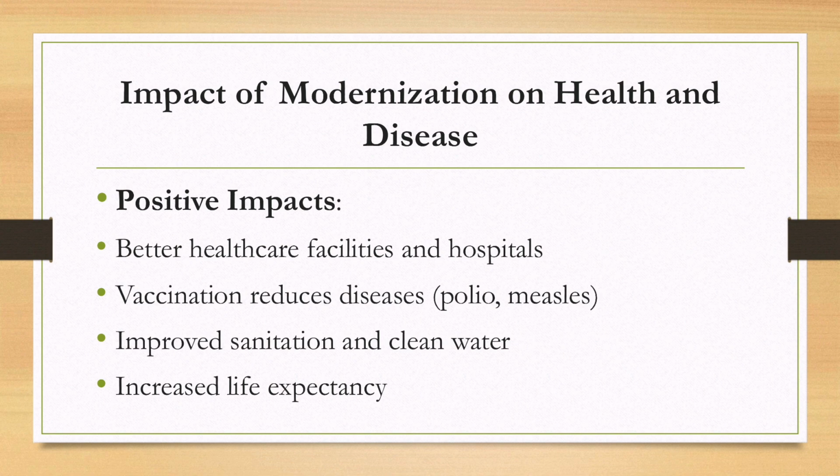Fourth one, increased life expectancy. That means due to better healthcare, nutrition, sanitation and disease prevention, people now live longer and healthier lives. For example, people with chronic diseases like diabetes and hypertension can now live longer with proper treatment and care.